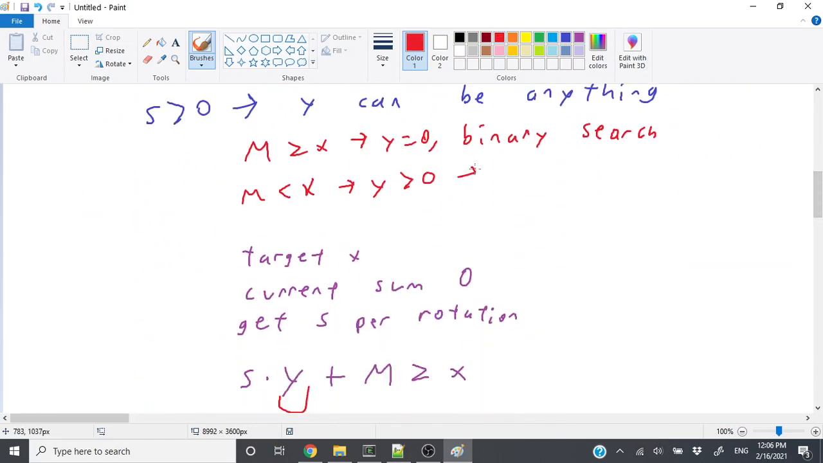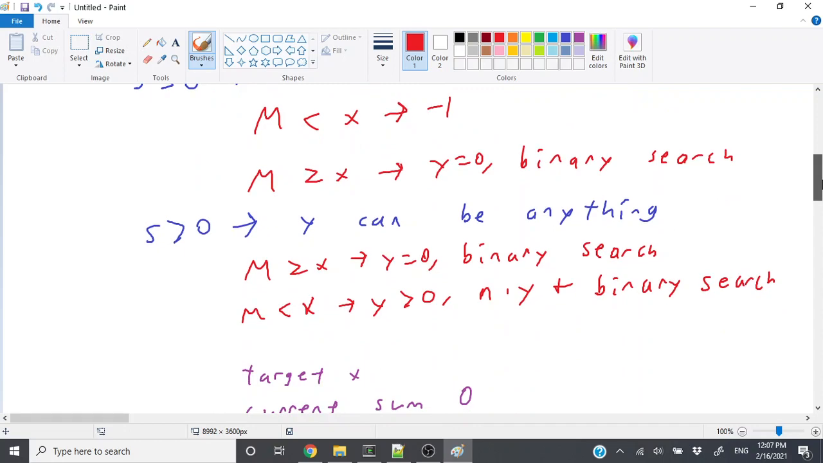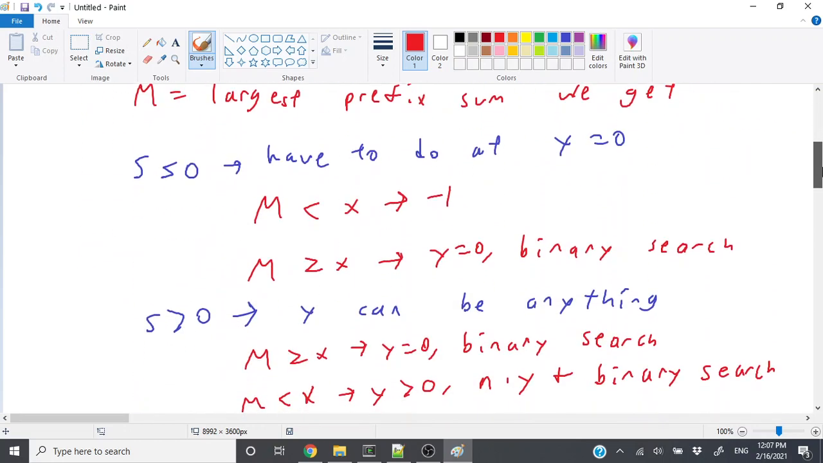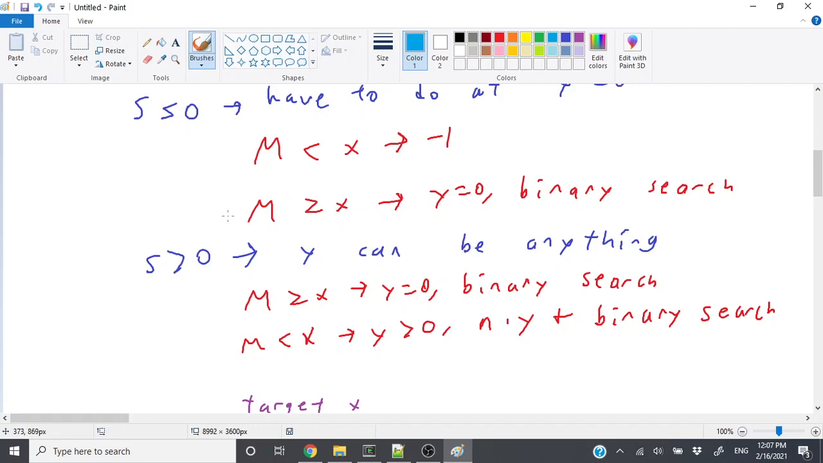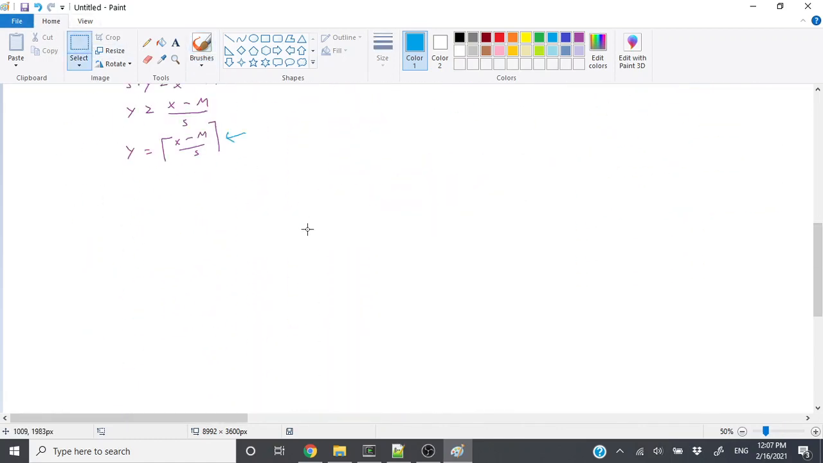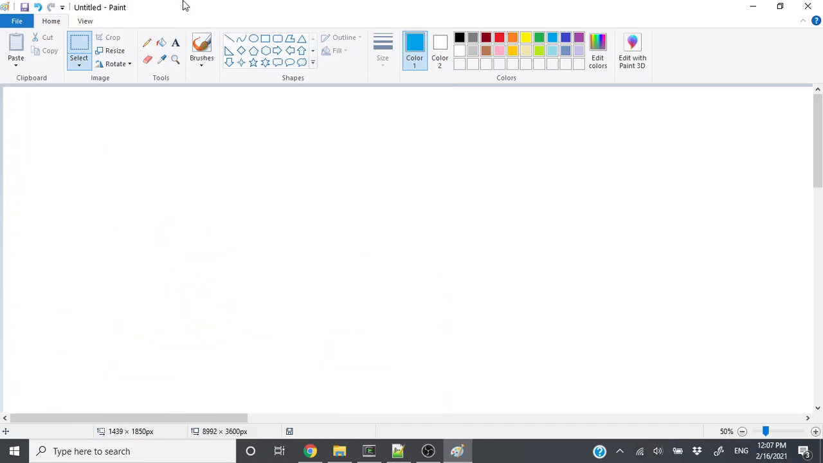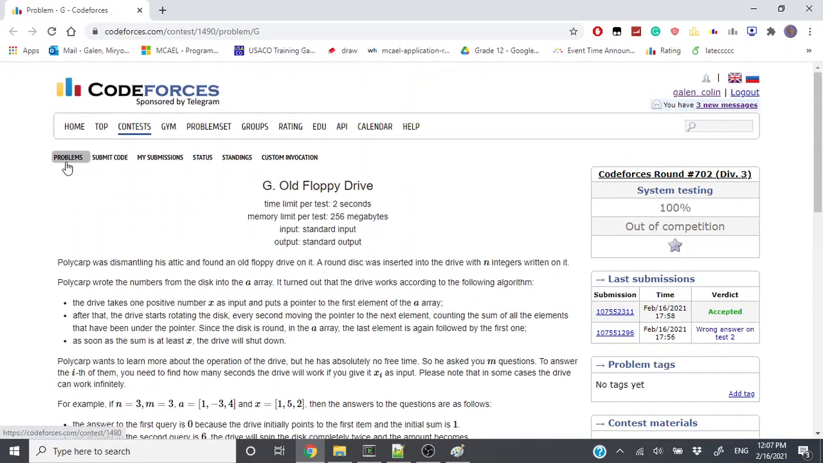But then the answer is going to be this formula we derived earlier: n times the number of rotations we do, because each rotation uses n moves, plus the binary search. So that's how we would do it. Perhaps it's easier to make this a uniform case, and then we only have 3 possible things to do. But either way, it doesn't really matter how you do it. You just have to figure out that if the sum is non-positive, then it may never be possible, and otherwise we have to figure out how it works.